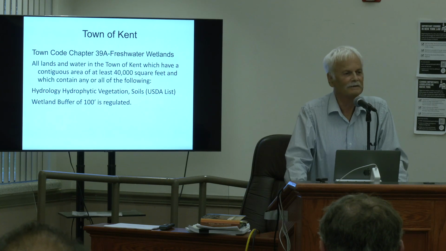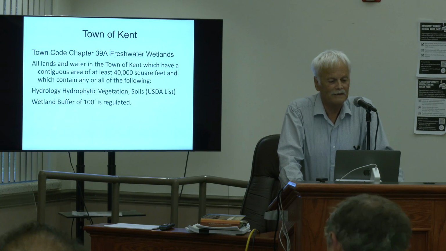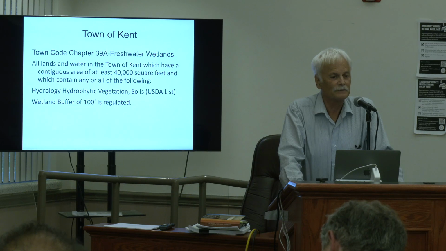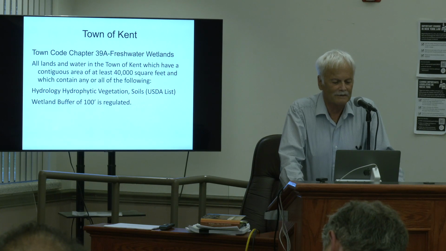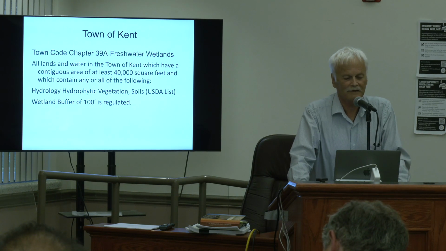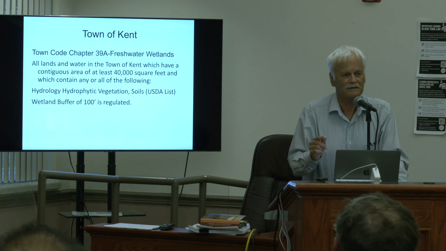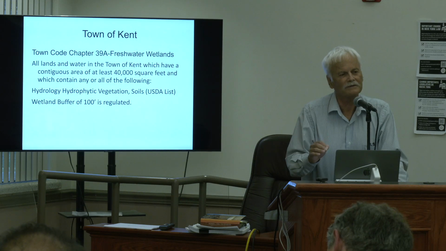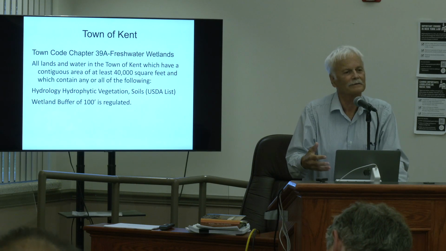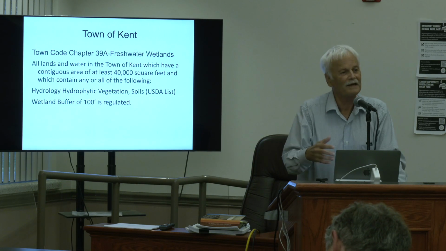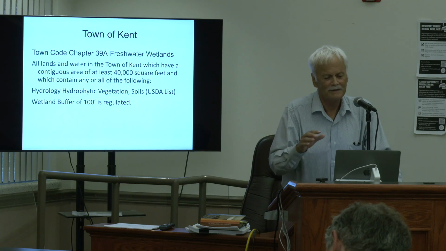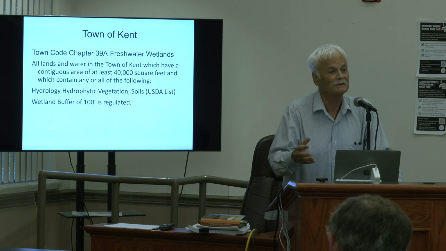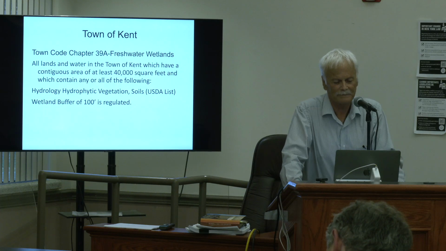And then we get to our town of Kent. Town of Kent is Chapter 39A, our freshwater wetlands law, and this is the jurisdiction of the town of Kent. Remember DEC had 12.4 acres. Town of Kent regulates 40,000 square feet, roughly what we call an acre. An acre is actually 43,560 square feet, but typically 40,000 square feet is considered an acre in planning prospect.